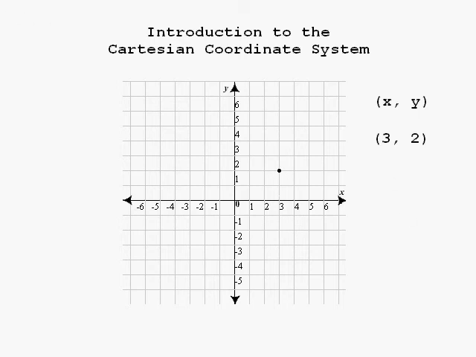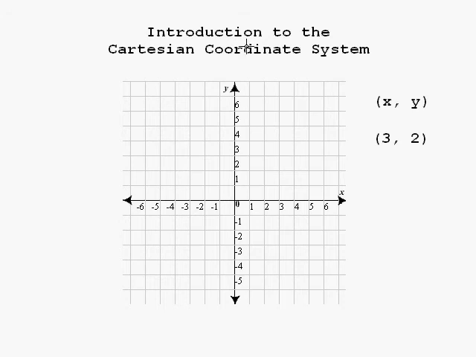Say we wanted to go to -1, 4. Well, we find -1 on our x-axis, which is back 1 here, and up 4, which is there. -1, 4. Alright, that's pretty easy to do.